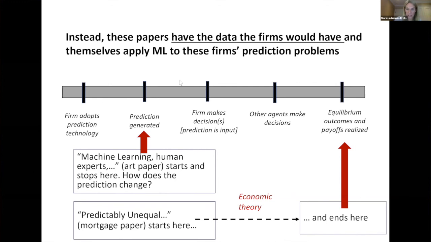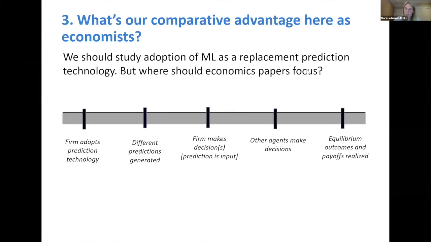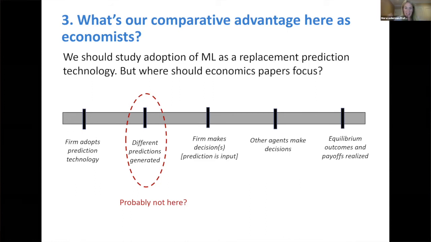This second point, and I'm going to build on this, is where should we be focusing? We should be focusing here, right? What's our comparative advantage here as economists? We should study the adoption of machine learning as a replacement prediction technology, but we should be focusing not just on how much better predictions get, right? We don't care about better predictions. We care about how better predictions lead to different decisions and different outcomes. Better predictions in and of themselves are not something we really care about. We should be focusing here.